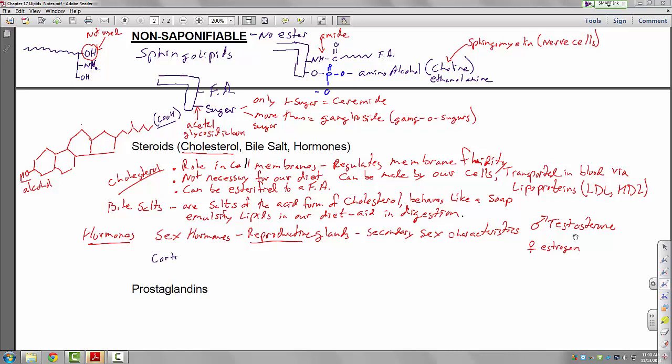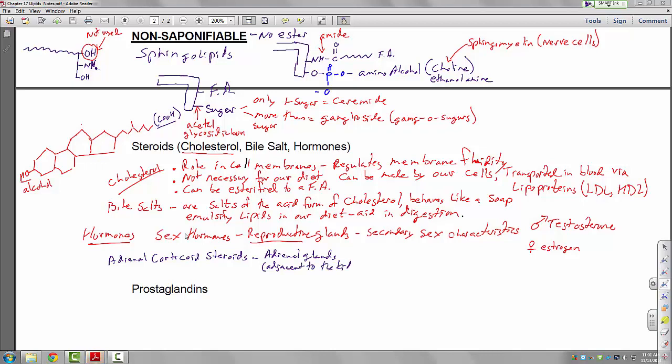And then also we had what they call adrenal corticoid steroids. Both sex hormones and adrenal corticoid hormones are steroid hormones. What makes them a steroid hormone is that they have this cholesterol or steroid nucleus, these four fused rings. So they're produced from the adrenal glands, adjacent to or on top of the kidneys.